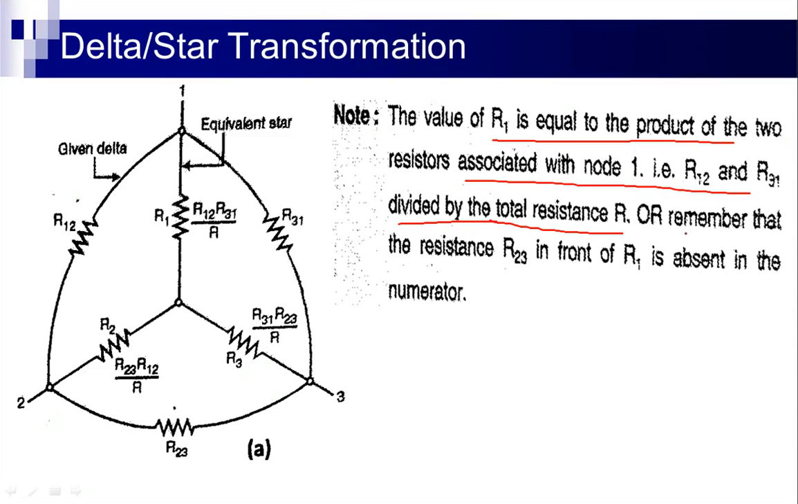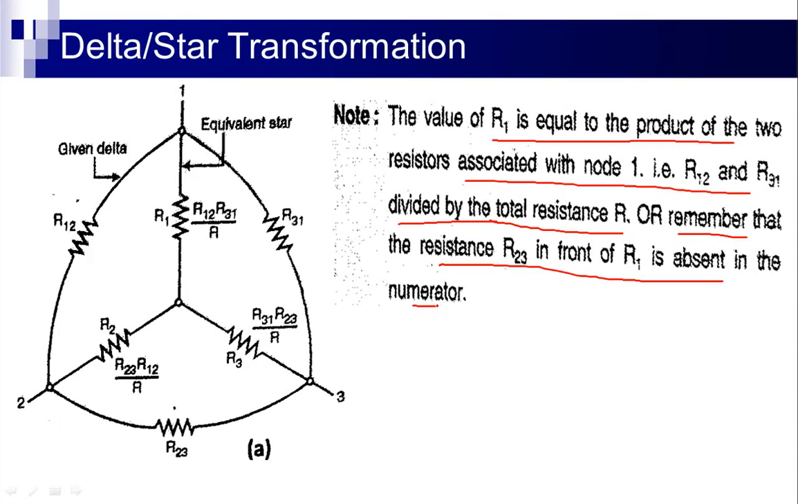Or we can also say that resistance R23 in front of R1 is absent in the numerator. In the product in the numerator, the R23 resistance is not multiplied; there are only two resistances in the multiplication, that is R12 and R31. So this is the most important note point to be understood for the delta star transformation.